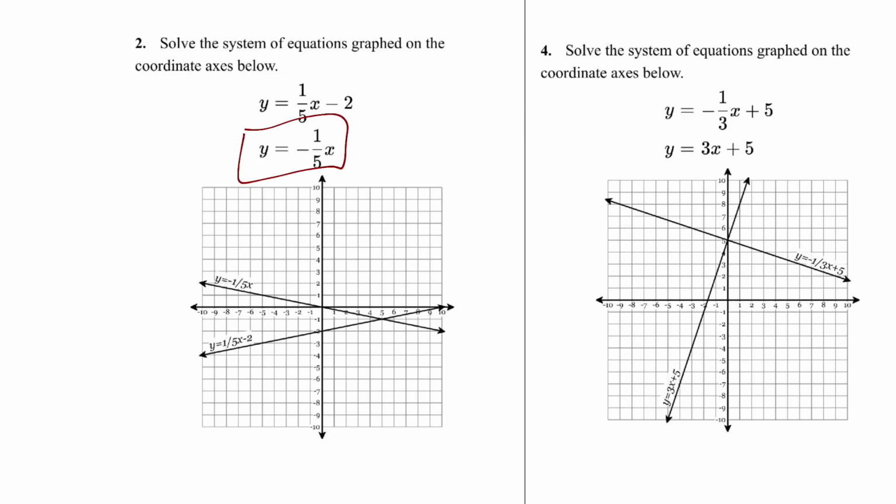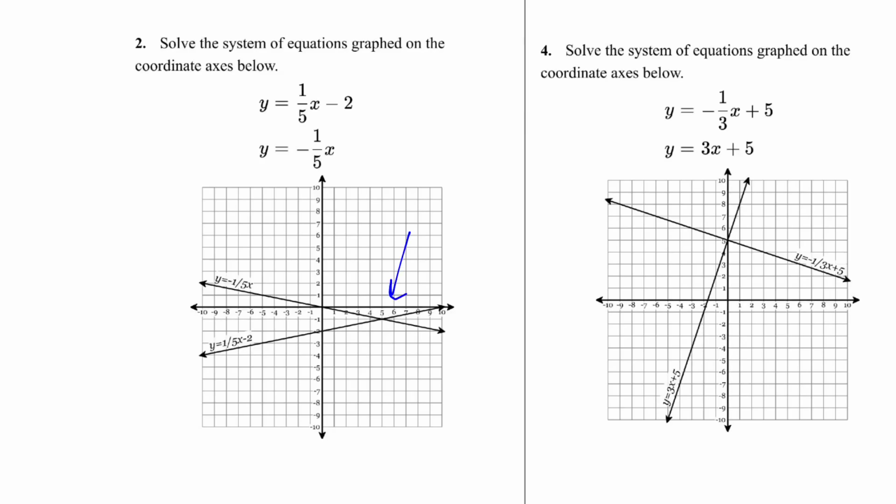Looking at our other equation, there is no b value, so that means the b value is 0, or our y-intercept is here at 0. Since my slope is negative, even though it's rise over run, when I have a slope of -1 over 5, that means I'm going to go down 1 and right 5. So that's the difference between a positive and a negative slope. Positive goes up and to the right, negative goes down and to the right. That's just a quick review of graphing lines.